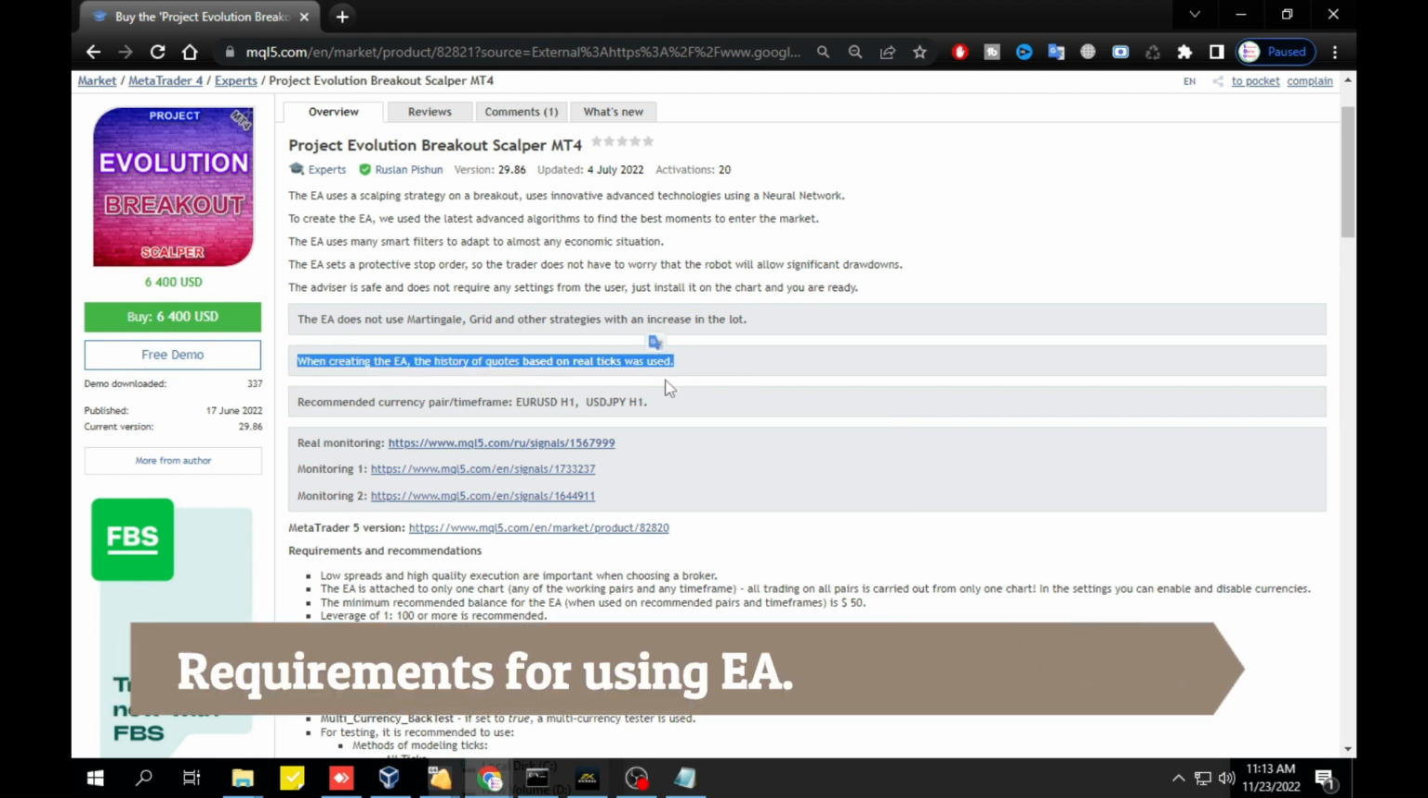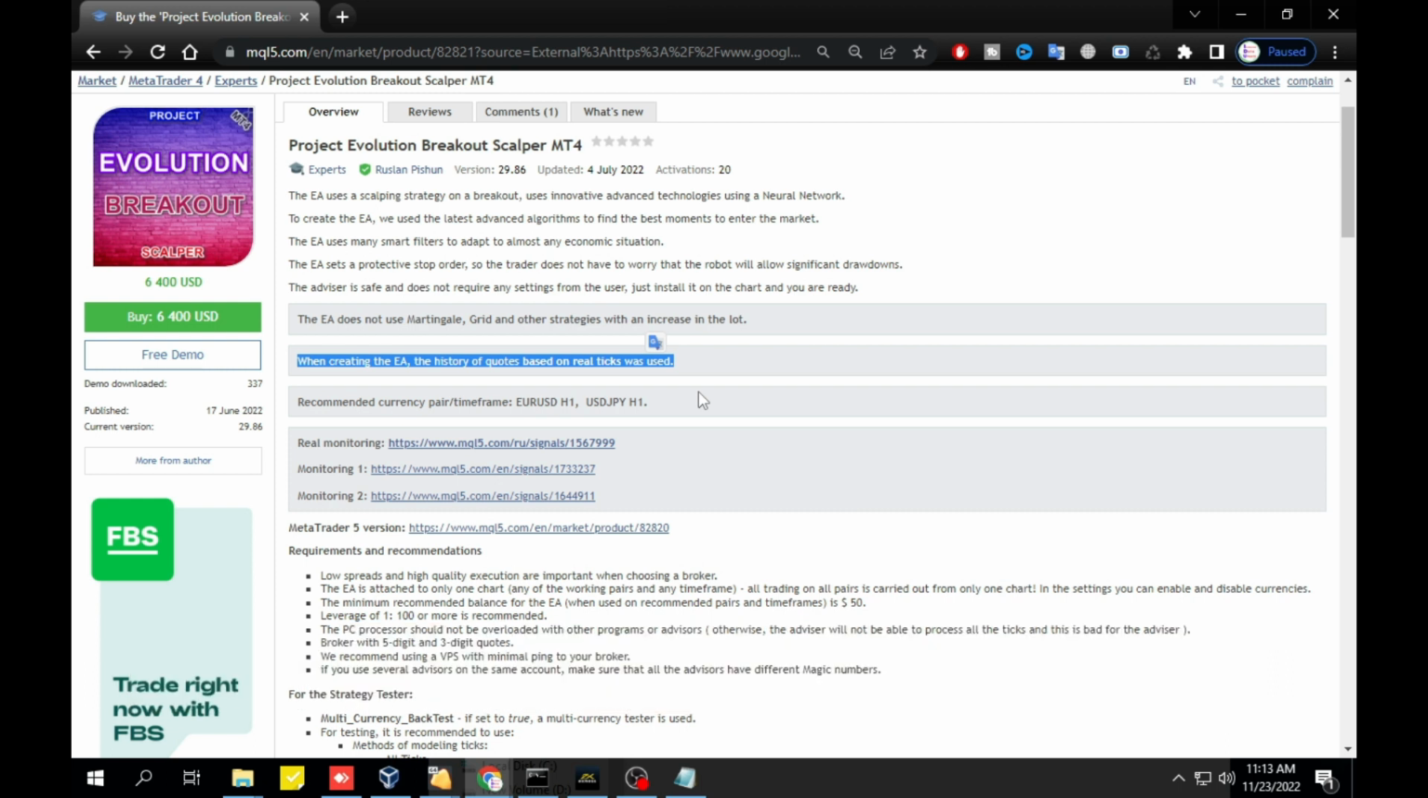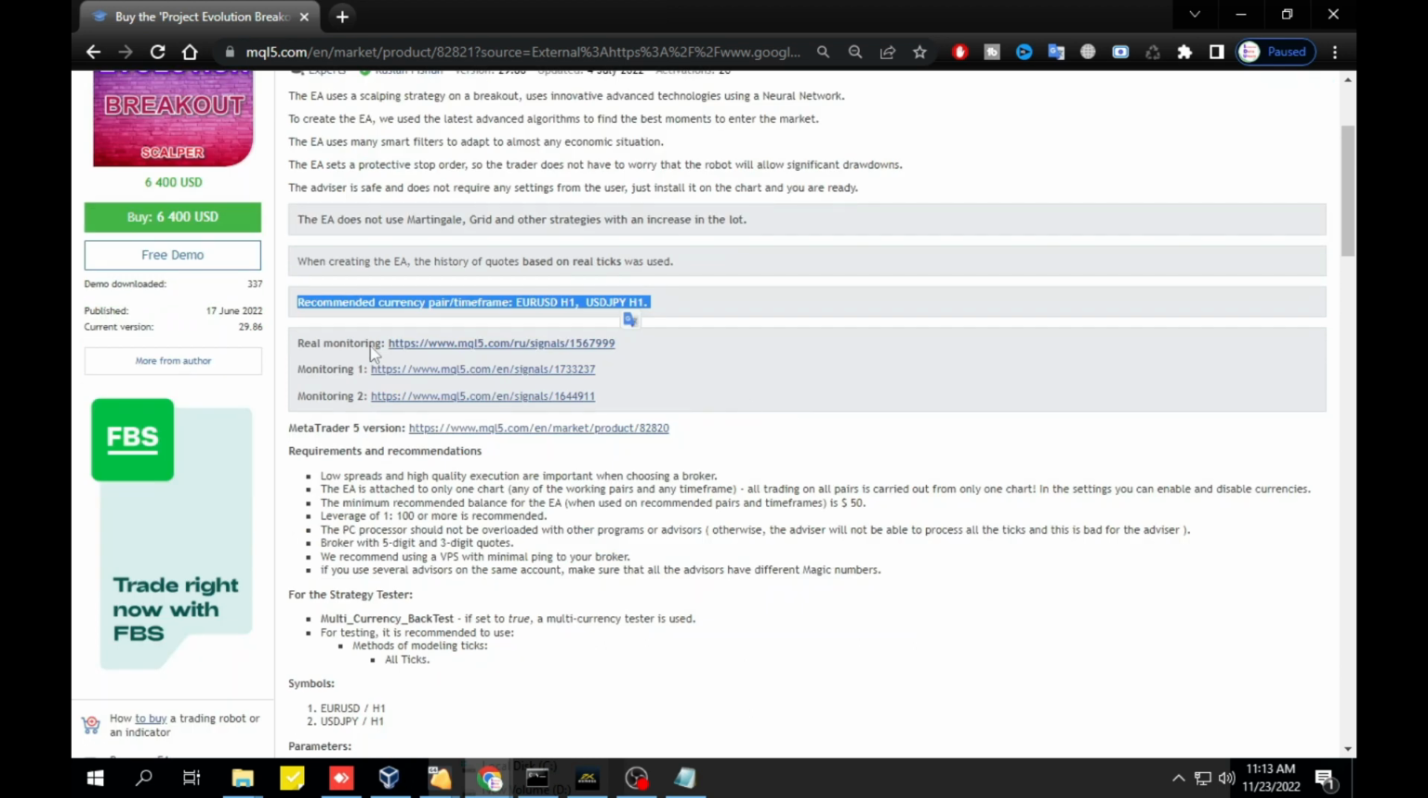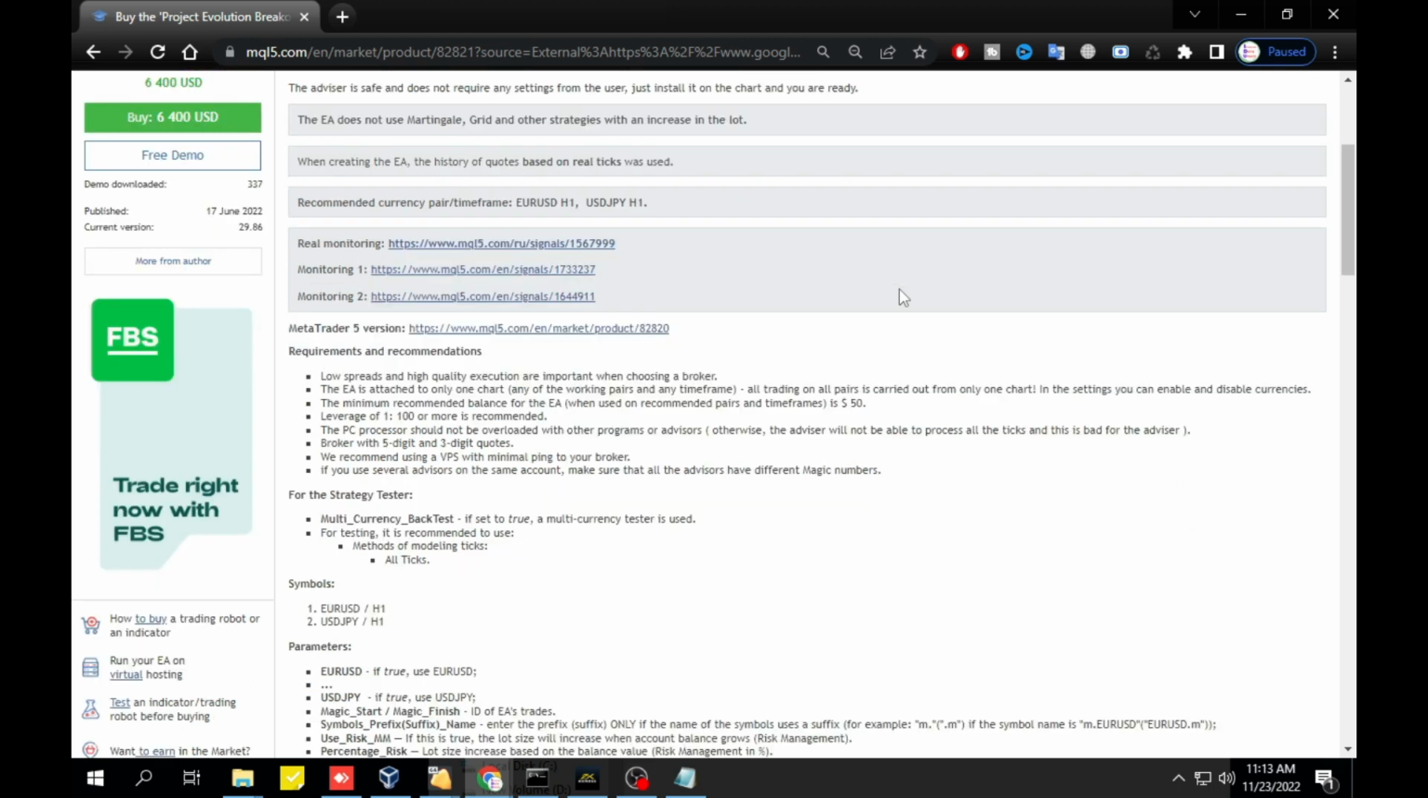Requirements for using EA. The recommended pairs are Euro to US dollar and US dollar to Japanese yen with the H1 time frame. The recommended broker is a broker with low spreads.